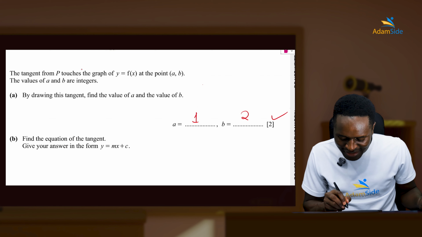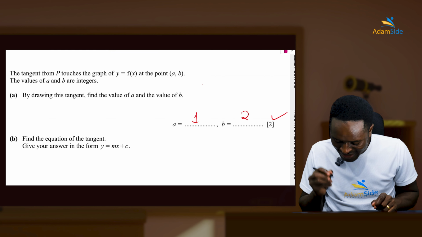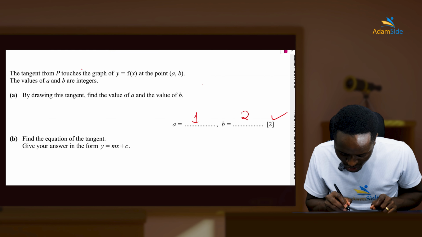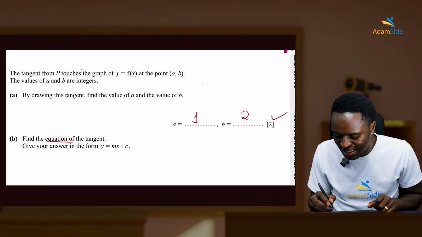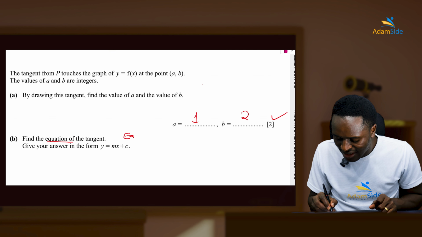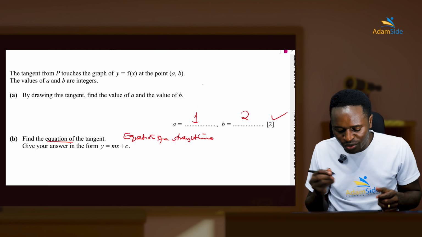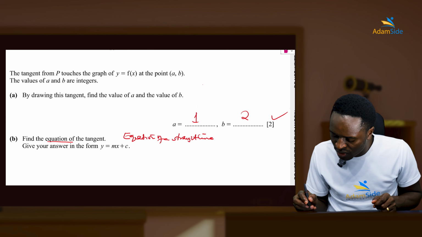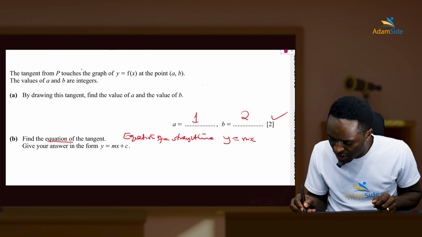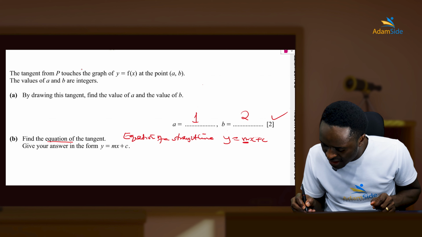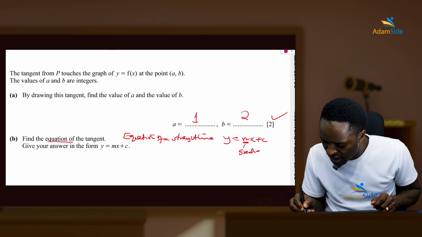Find the equation of the tangent, give your answer in the form y is equal to mx plus c. So the equation of the tangent is the equation of a straight line. How do you find the equation of a straight line? The equation of a straight line is always in the form y is equal to mx plus c, whereby m is the gradient. So we need to get the gradient.